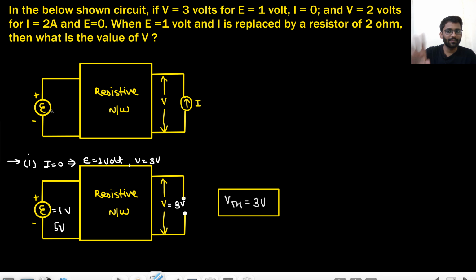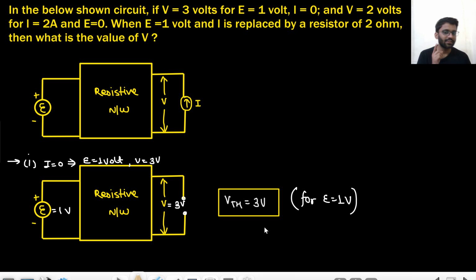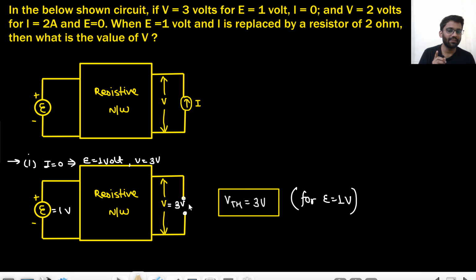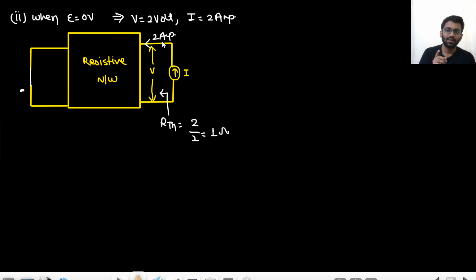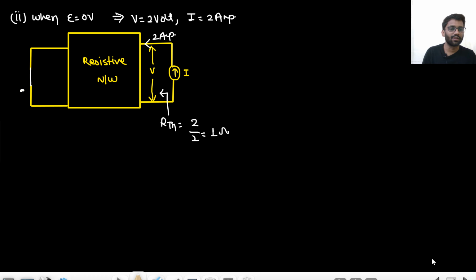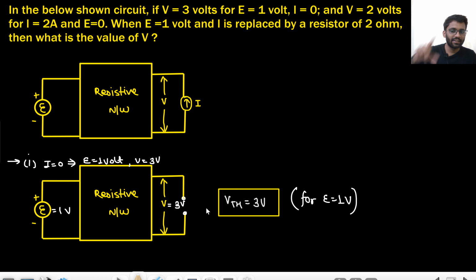Here it is similar to the previous case. I found VTH equals 3 volt for E equals 1 volt. So now for E equals 1 volt only, I can replace the circuit with a 3 volt battery and 1 ohm resistance. In the final circuit, with VTH and RTH, E will not come. But this circuit is valid for only E equals 1 volt because I found the value of VTH with respect to E equals 1 volt.